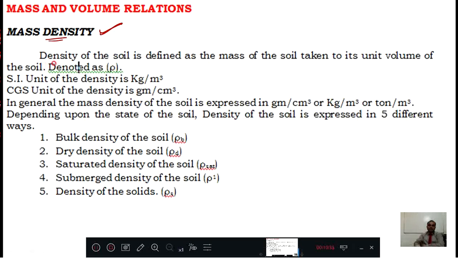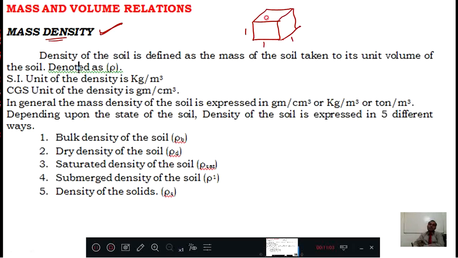Density is defined as the mass of soil taken per unit volume. It is denoted by rho. Just remember, if I take a box with a volume of 1 meter cube, meaning 1 meter height, 1 meter width, 1 meter breadth, every dimension is 1 meter, it's a huge box.